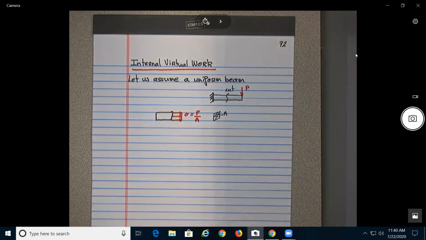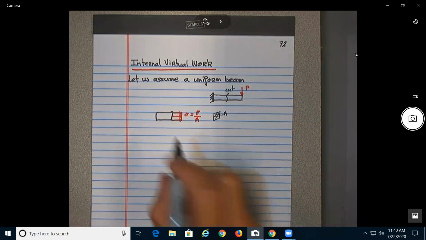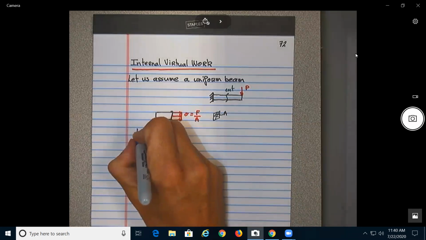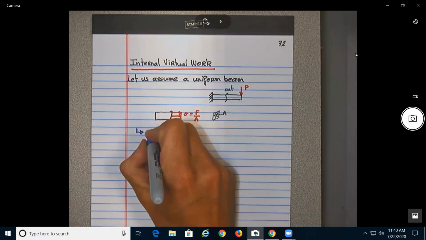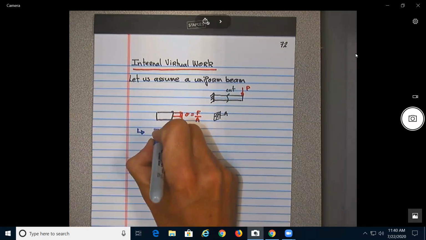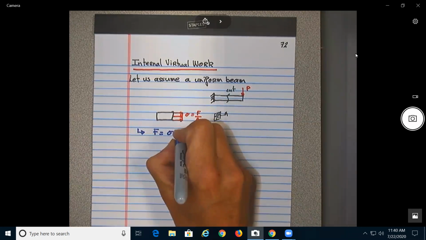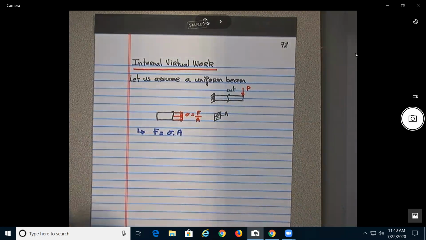Okay? So this is very simple. From here, what do we get? We get that the force will be equal to the stress times the area.